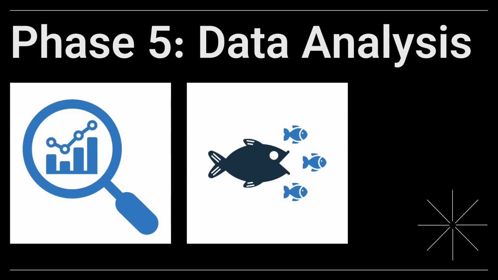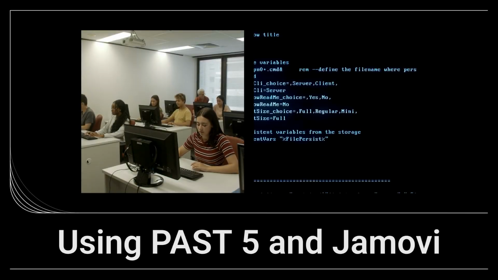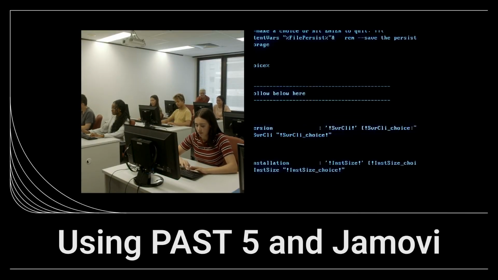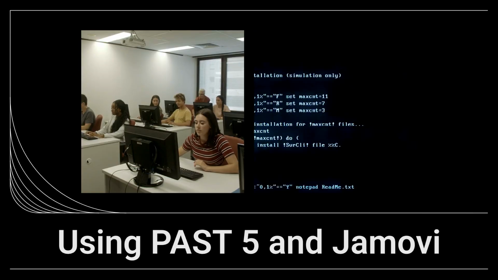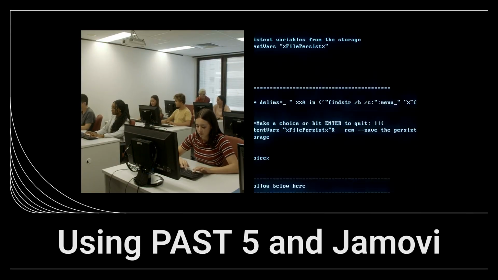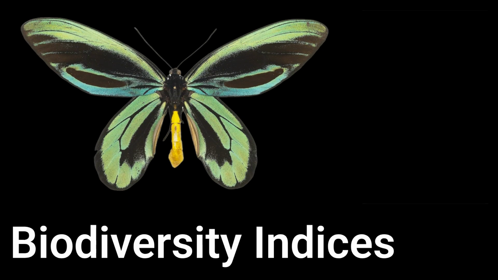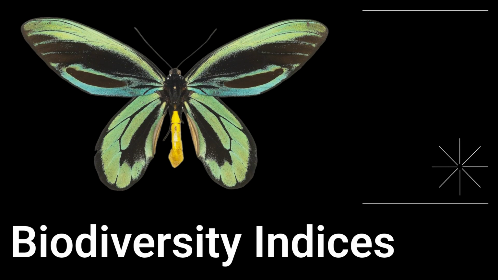Fieldwork is done. Now for the exciting part, analyzing your raw data to draw meaningful conclusions about biodiversity. You don't need expensive software. PAST and Jamovi are free, user-friendly tools that are perfect for calculating statistics and various biodiversity indices. Learn to calculate the Shannon Index and Simpson's Index. These numerical values help you interpret the species richness and evenness of your study area.